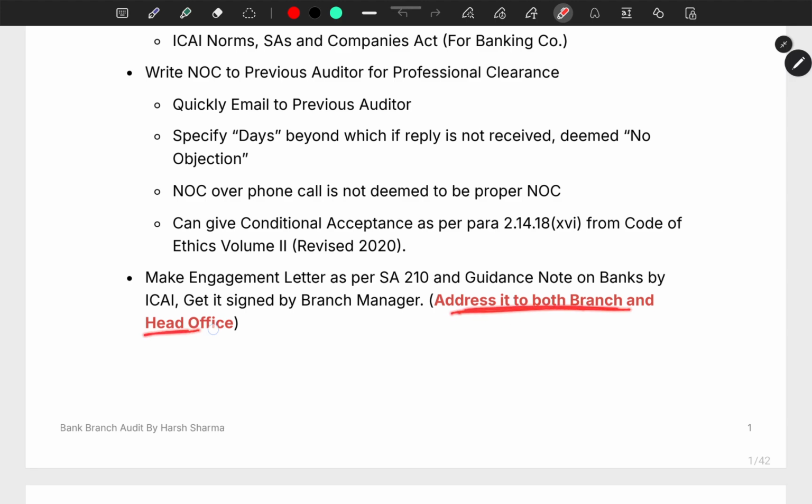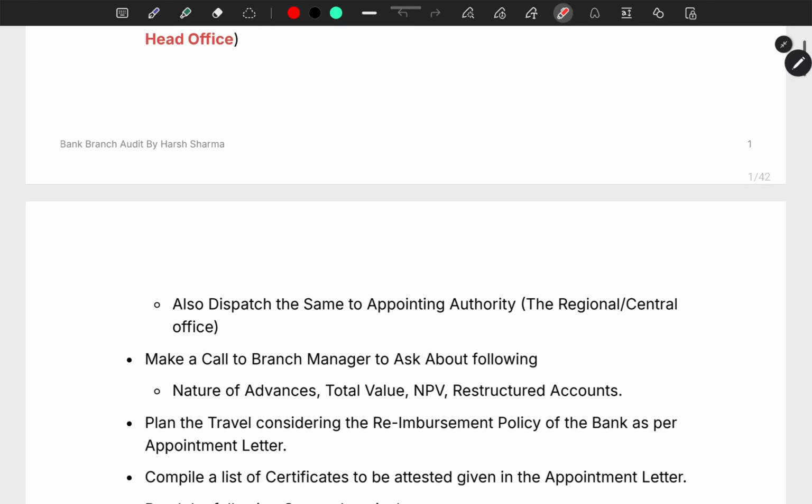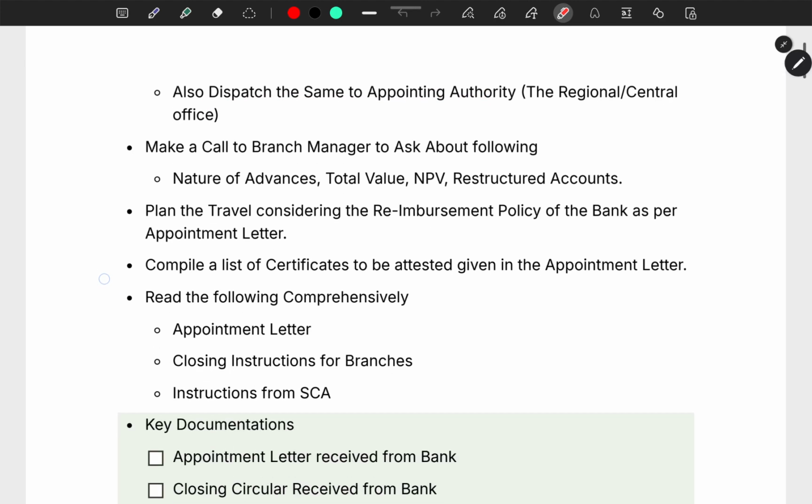You can also address it to the head office and put it on the email. Not an issue. You should put it in the CC as well, because your engagement letter should be sent through mail, and what you get is a signed one back. Okay. And you can also do a dispatch to the appointing authority, that is your regional or central office.